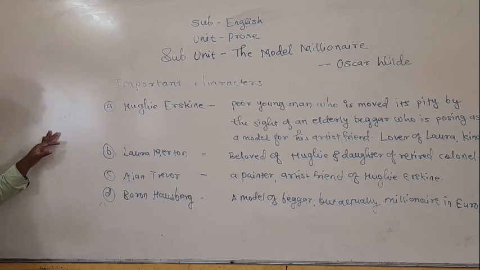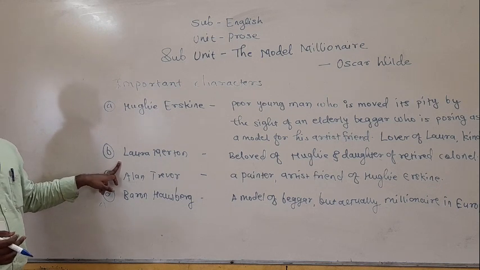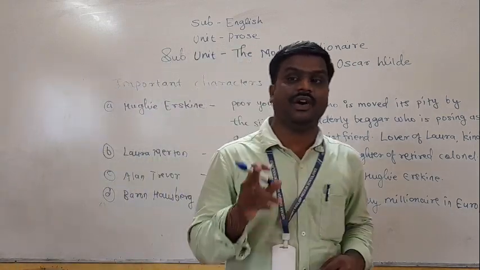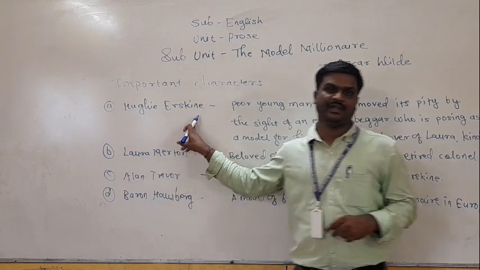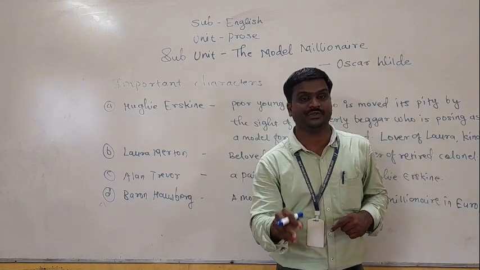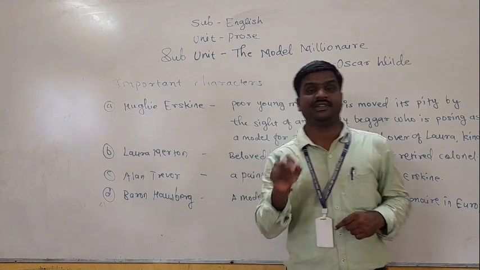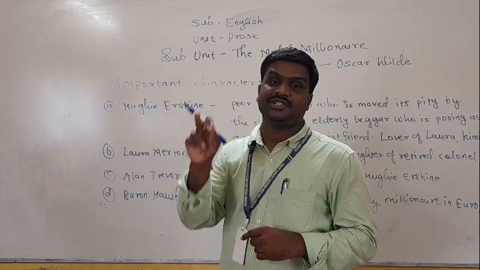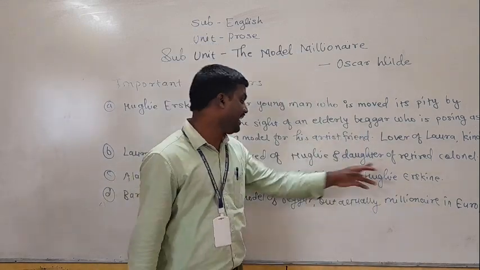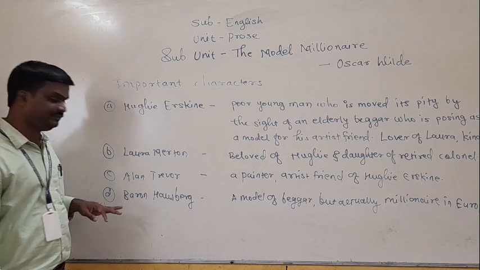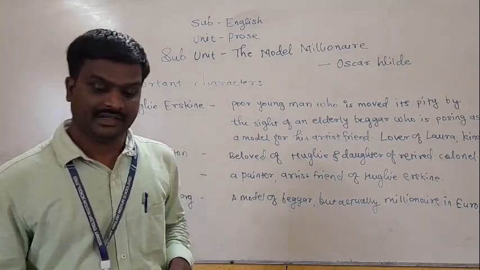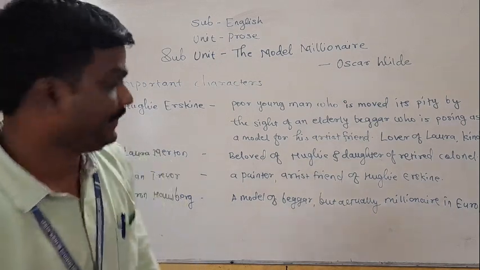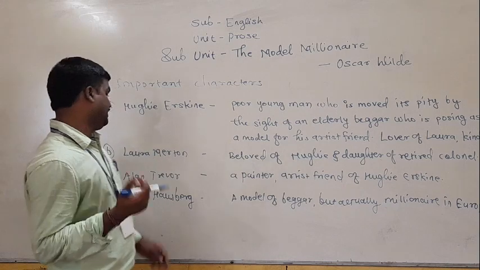Another character is Laura Merton. Laura Merton is the heroine of the story, and she is the lover of Hughie Erskine. She is the daughter of a retired colonel, Colonel Merton.